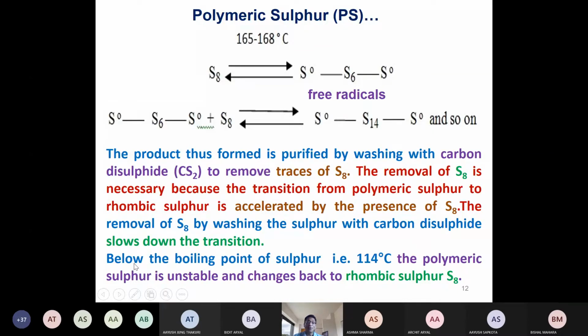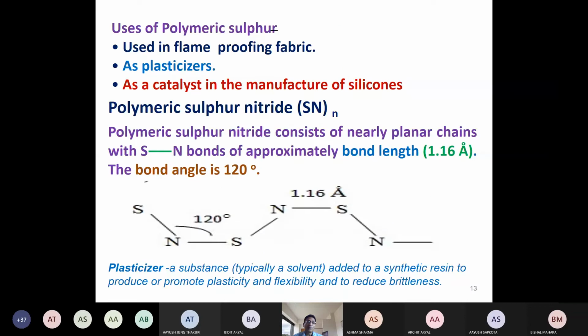And below the boiling point of sulfur, this polymeric sulfur is unstable and changes back to rhombic sulfur. So the polymeric sulfur is prepared and stored at a temperature higher than 114 degrees Celsius. Below this temperature, this polymeric sulfur changes back to rhombic sulfur. Polymeric sulfur is used in flame-proofing fabric, as plasticizer, and as a catalyst in the manufacture of silicone.